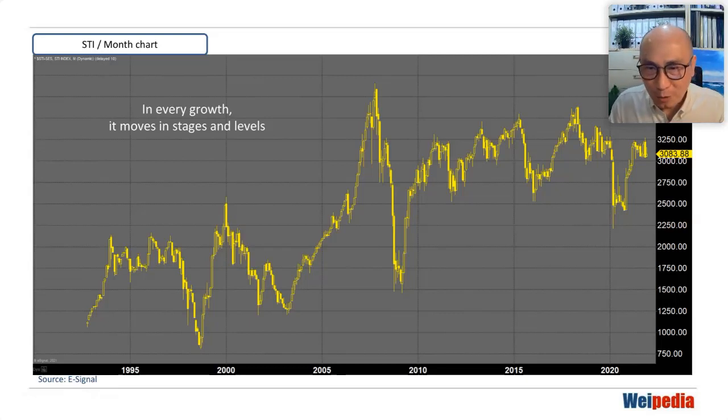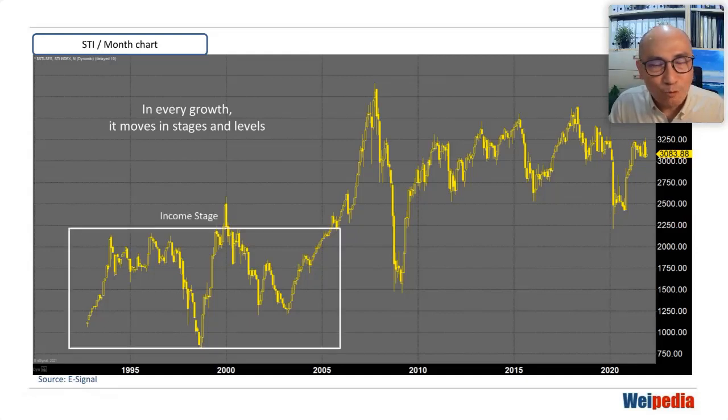In every growing market, I realized that it moves in stages and levels. Once it moves to a new level, provided it is continuously growing, once it moves on to a new stage, it is unlikely to go back to the old stage because it has built a strong foundation. That's why the condition has to be that this economy is an ever-growing market. Being in Singapore over the last 50 years, I'm seeing growth decades after decades.